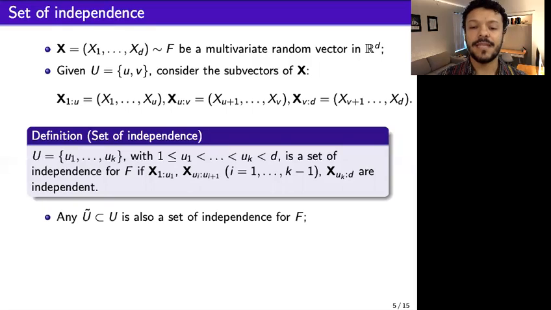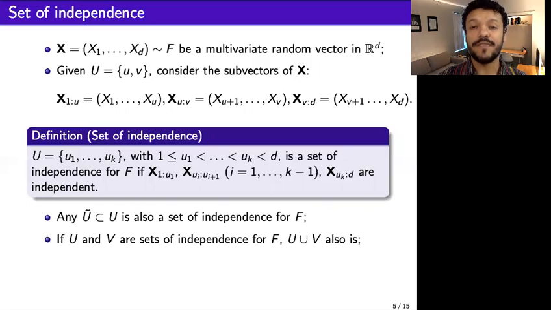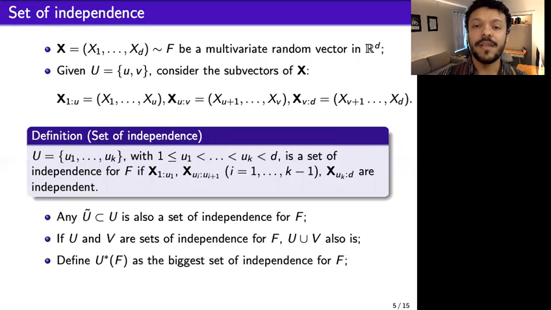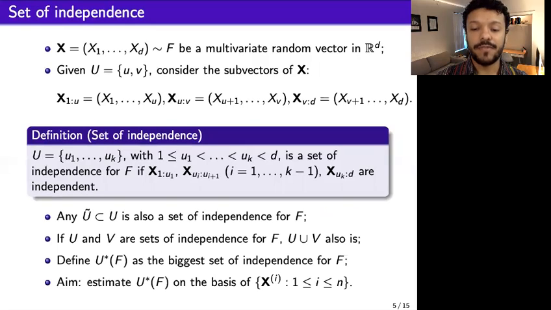In this sense, any subset of U will also be a set of independence for F. Moreover, if U and V are sets of independence for F, their union will also be a set of independence for F. This suggests us to define U star as the biggest set of independence for F. And the aim of this work is to estimate U star on the basis of the process X. And by estimating U star, we can decompose X into smaller blocks of independence.